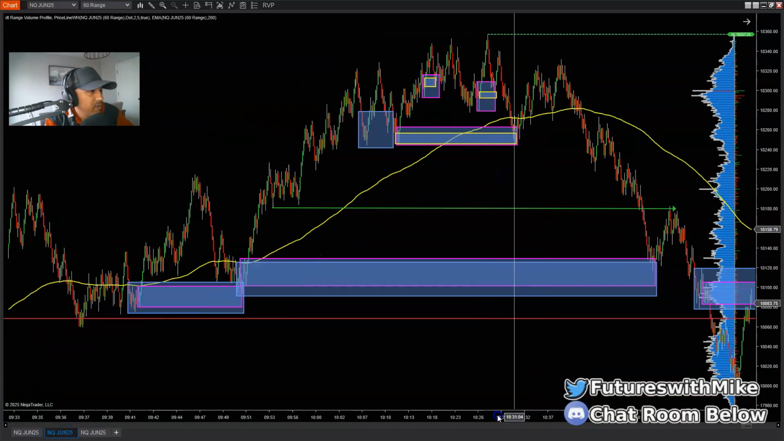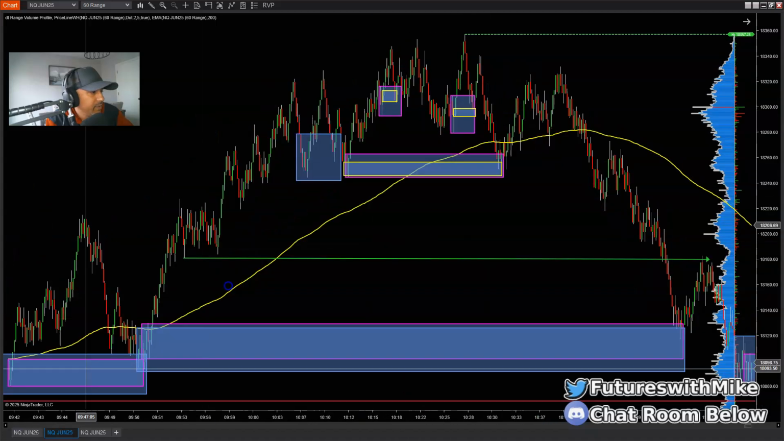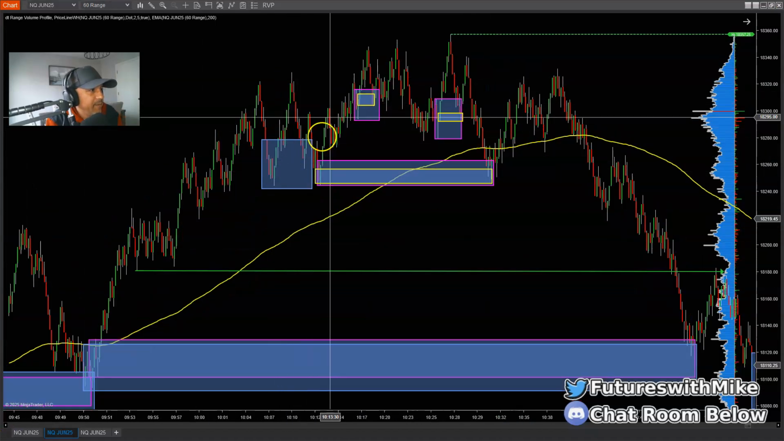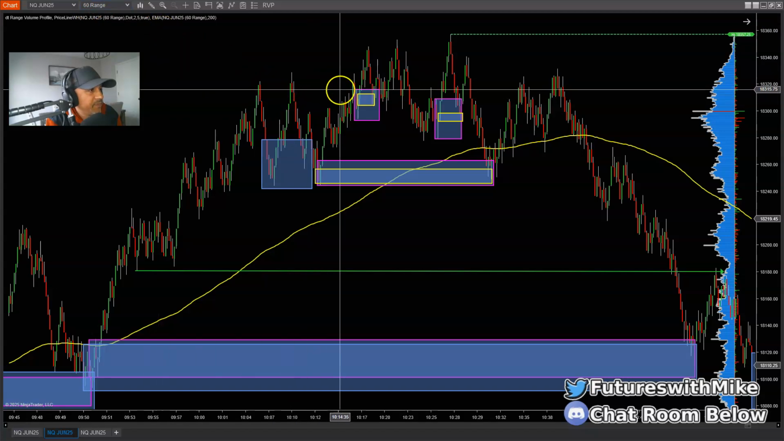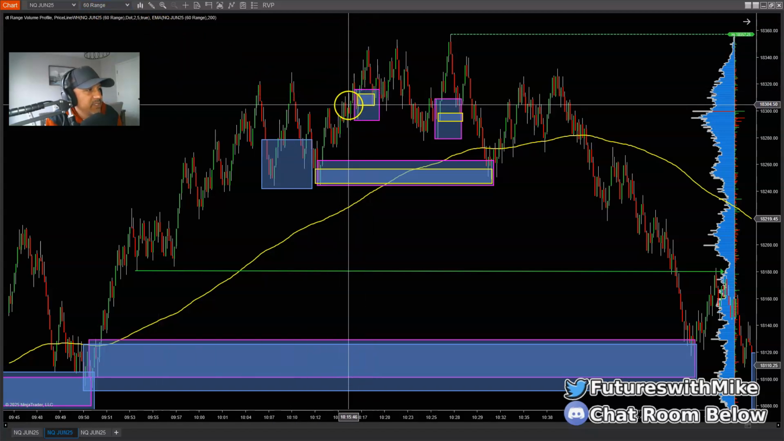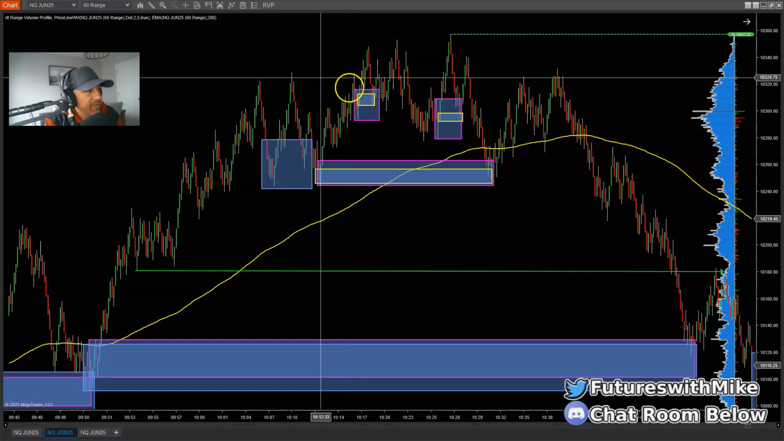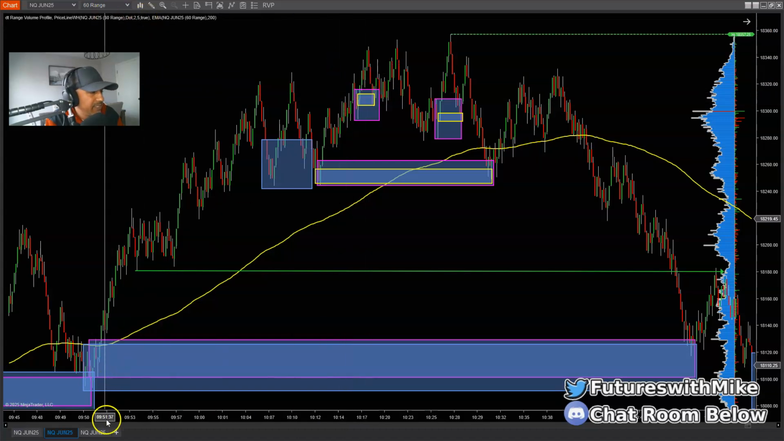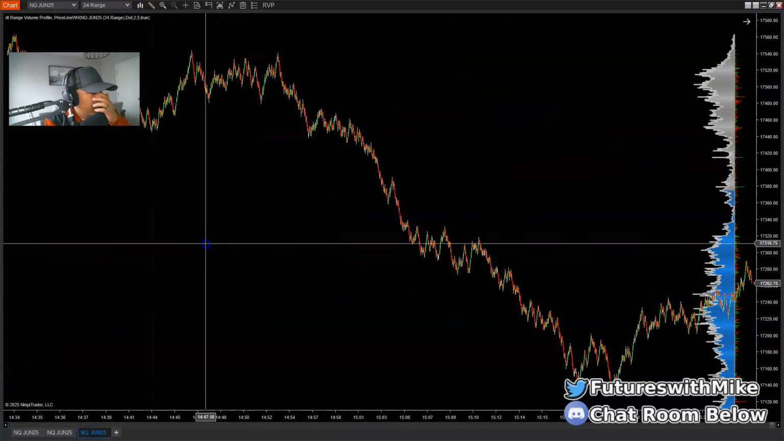let's go to it right quick. Let's blow it up. You can see that this is a breaker structure on the 60 range chart, this being the area of demand. Now, this was a low probability demand zone on the 60, but it was a high probability setup on the 24 range.